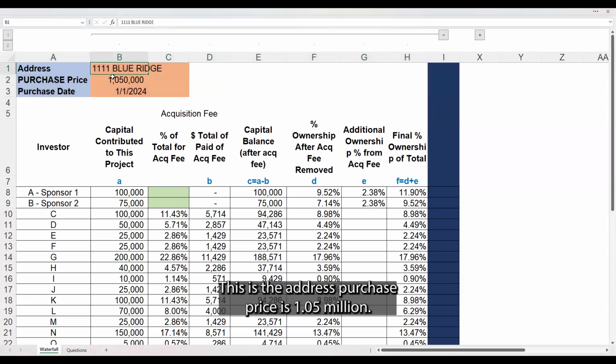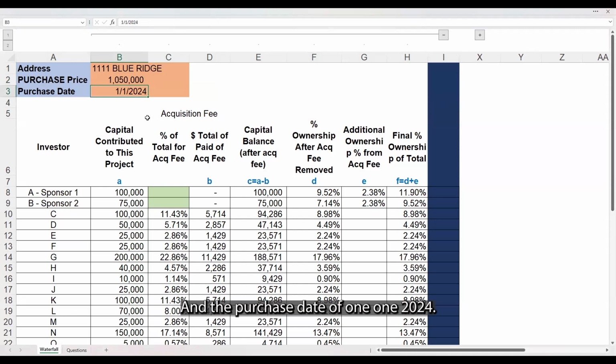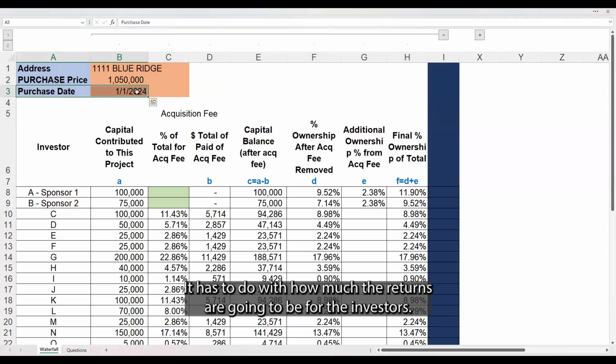This is the address. Purchase price is 1.05 million and the purchase date is 1/1/2024. You'll see why this date is important. It has to do with how much the returns are going to be for the investors.